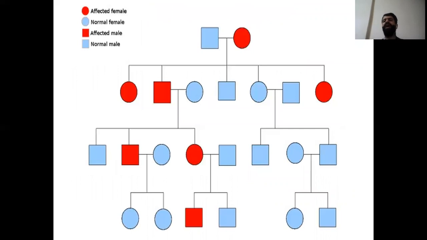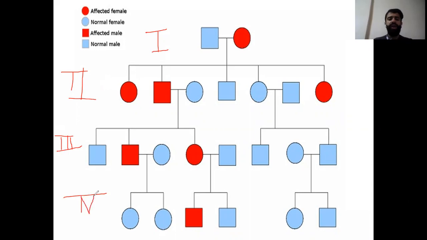So in this pedigree, we have the family tree, the family members. We said that the first one is called the first generation, generation one. So this is the first generation. This is the second generation. This is the third. They should be in Roman numerals. And this is the fourth generation. So these are the four generations in this pedigree. Maybe you're going to put one, two, three, or one, two, three, four, and so on.